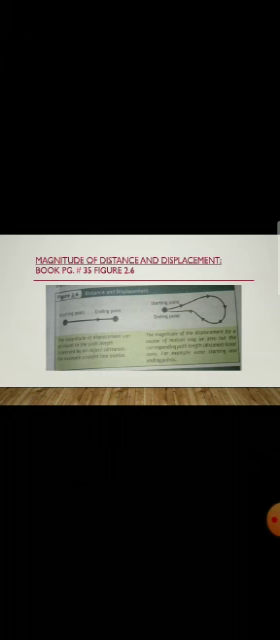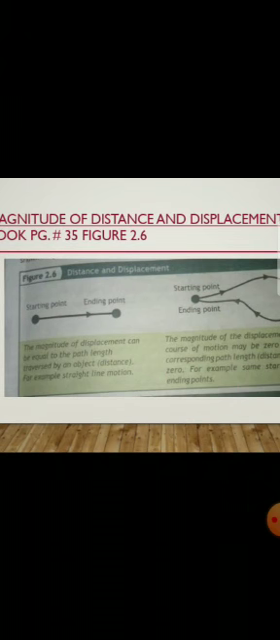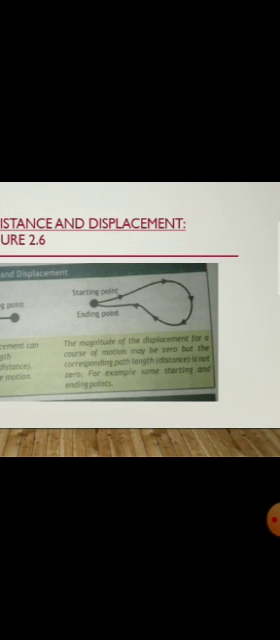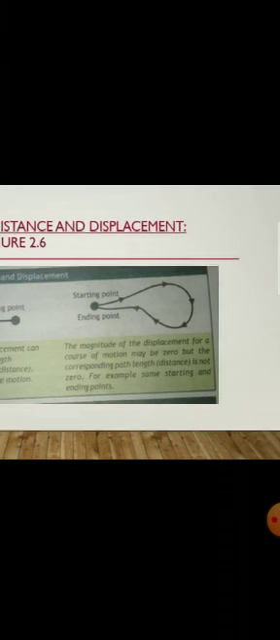The magnitude of distance and displacement. As you see in your book, page number 35, the magnitude of the displacement can be equal to the path length traveled by an object. This is distance. For example, straight line motion. While the magnitude of the displacement for a course of motion may be 0, the corresponding path length distance is not 0. For example, the same starting and ending point. So when the starting and the ending point are the same, in that condition the displacement will be 0.